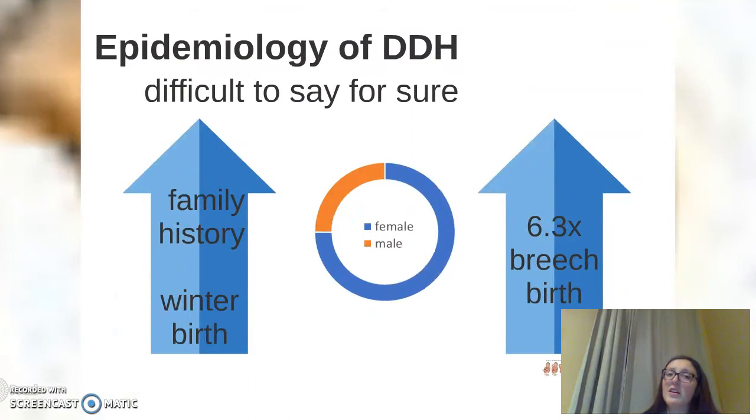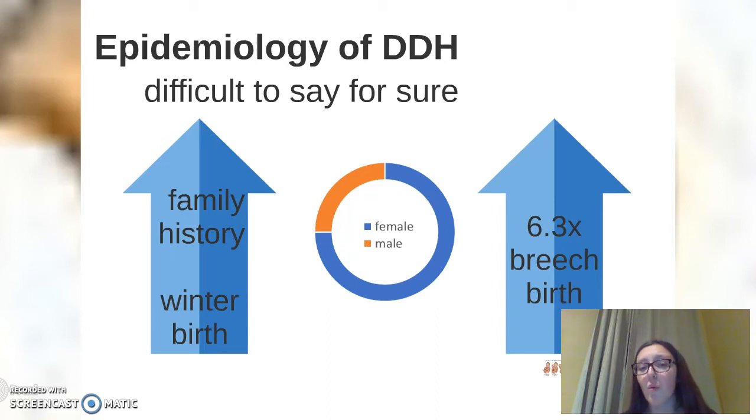So the epidemiology of hip dysplasia, developmental hip dysplasia, is difficult to say for sure, simply because a lot of doctors don't really agree on what counts as hip dysplasia. There are many different types of hip disorders, and some doctors diagnose many things as hip dysplasia, and some are very specific in their diagnosis.